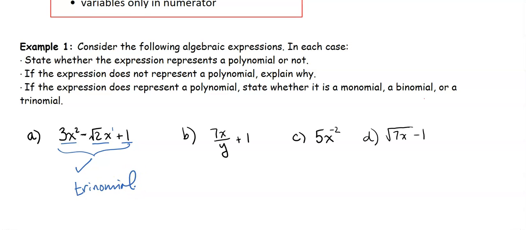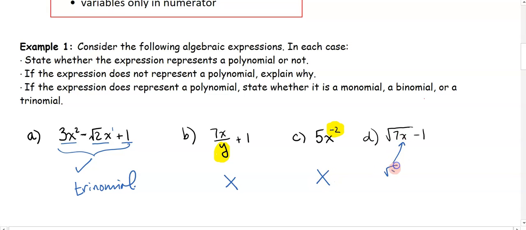Over here, I can see that y is in the denominator, so right away I say, nope, not a polynomial. Again, over here, my exponent on my variable is negative, so not a polynomial. And over here, my x is under the root sign. So in front here, the x was outside of it, but over here it's under. So because x is being rooted, it is not a polynomial.